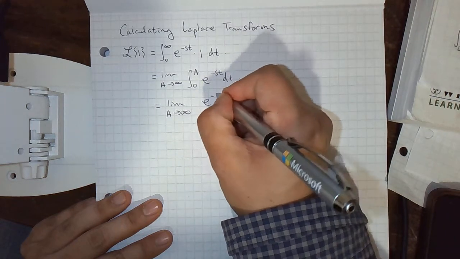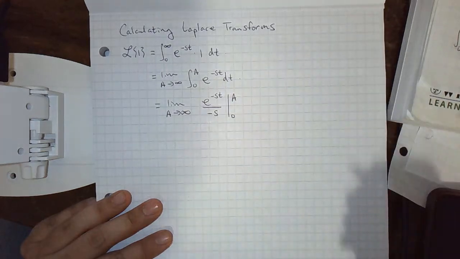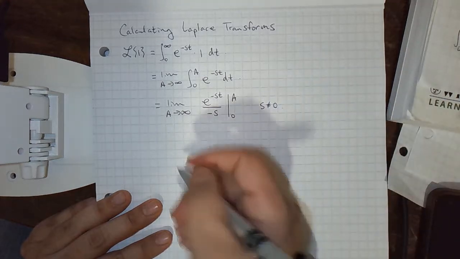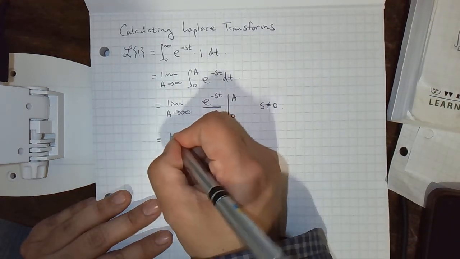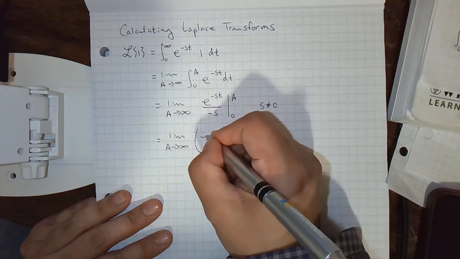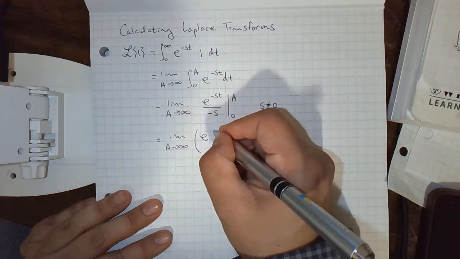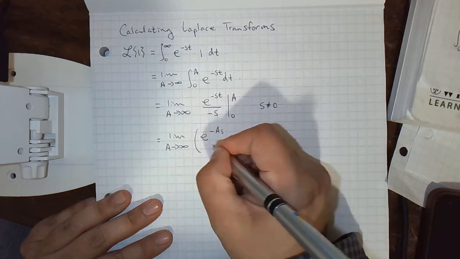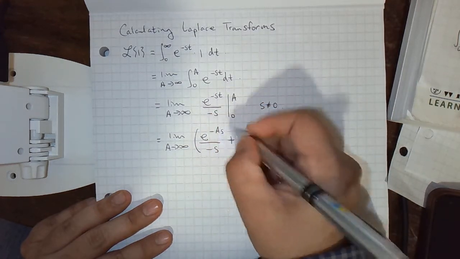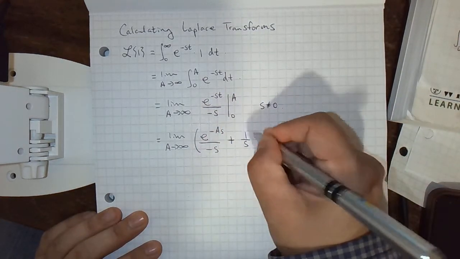This is e to the minus st over negative s, going from 0 to a. We have an s in the denominator, so note here that s cannot be 0. We'll take care of that in a minute. And then this is the limit as a goes to infinity. We'll plug in the bounds, so this is e to the minus as over negative s, and then minus, a negative sign is a positive, e to the 0 is 1, so plus 1 over s.